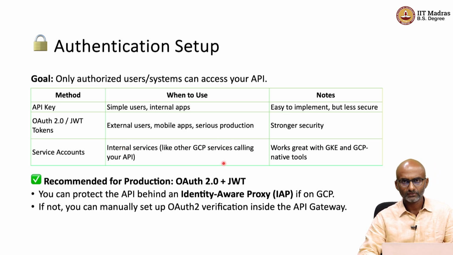So for production usage, I would recommend OAuth 2.0 plus token-based authentication using JWT. You can protect the API that you used within GCP itself, if you continue to use GCP as the vehicle of choice for deploying your models, using IAP, identity aware proxies, or you can set up OAuth 2 verification using a service like API Gateway, which is again a Google Cloud provided service.